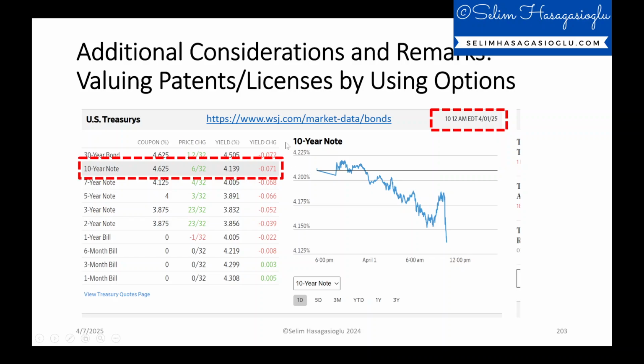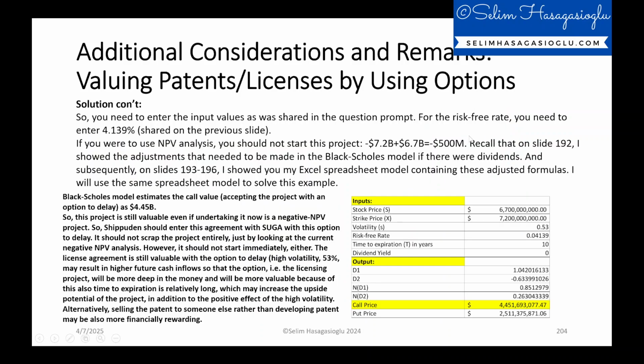So we will be using this risk-free rate in our Black-Scholes option pricing model, and this value is as of 1st of April 2025. So you need to enter the input values as was shared in the question prompt. For the risk-free rate, again, you need to enter 4.139%, shared on the previous slide.